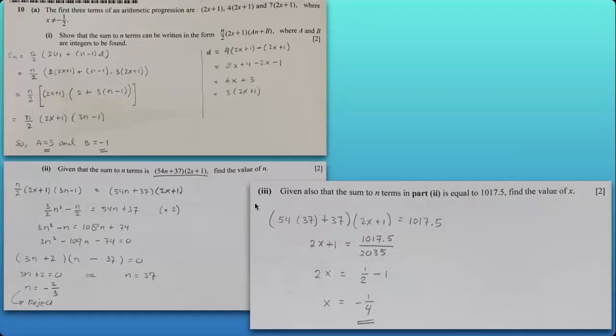Next question. Given also that the sum to n terms in part 2, this one here, is equal to this value. Find x. But now we know n, which is 37. So we substitute n with 37 to get this expression and equate this with 1017.5 to find x.